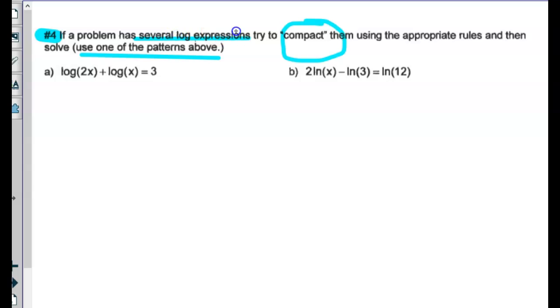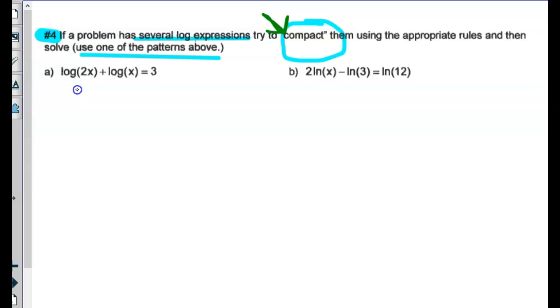If a problem has several log expressions, try to compact them. This is why we learned the properties of logs, okay? We want to compact them down to a single logarithm. And then we have two options, okay? We can do what's called exponentiate both sides, or we can rewrite it. If it's a single log on one side, okay, then we're going to rewrite it. But if there's a log on both sides, we can do what's called exponentiate.